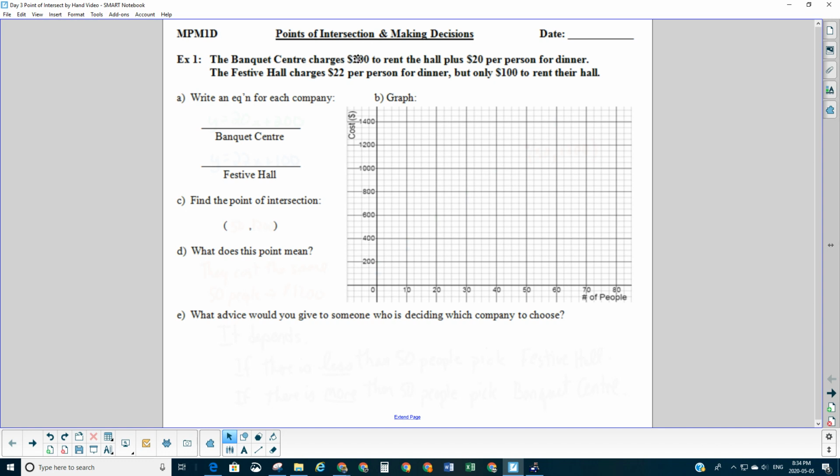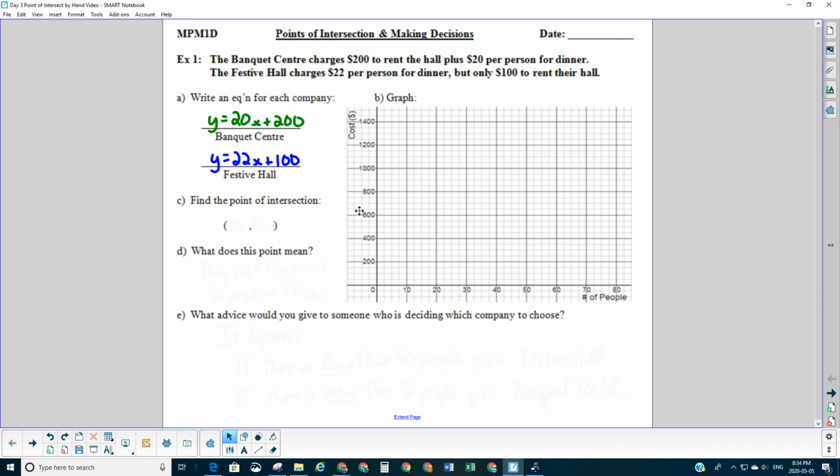So the banquet center charges $200 to rent the hall plus $20 per dinner. So the $200 is a flat rate. You pay that regardless how many people show up. So that's going to go at the end of the equation, and the $20 per person is the thing that's changing, the rate of change, the slope, or the first difference. So in this case, we're going to say it's 20x plus 200. Now the other guy charges $22 per dinner, but only $100 to rent their hall. So their flat rate is 100, but their rate of change is 22.